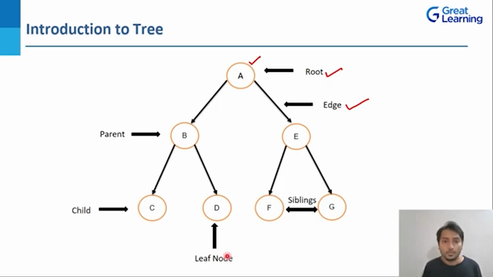Finally, what is a leaf node? Observe here C, D, F and G, these four nodes. They do not have any child, correct? They do not have any child nodes. So such nodes which do not have any children are called leaf nodes. So what are leaf nodes? Nodes which do not have any children can be called a leaf.